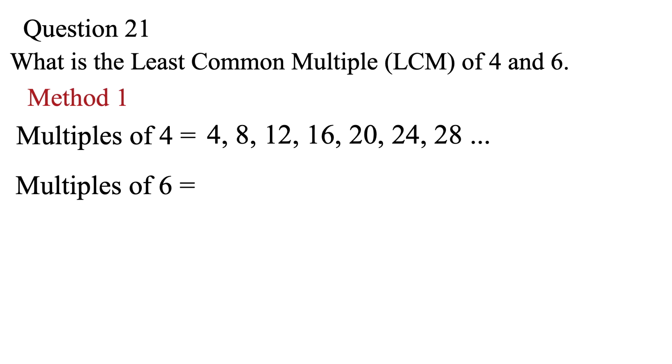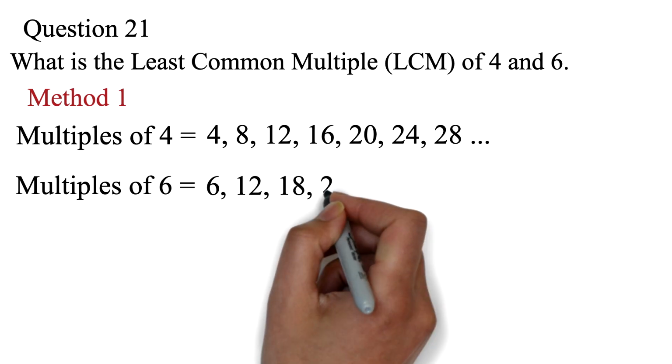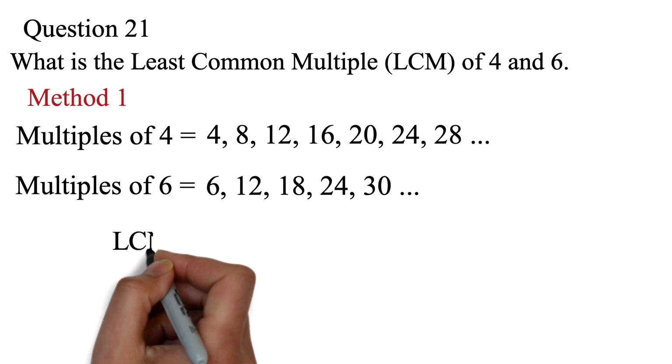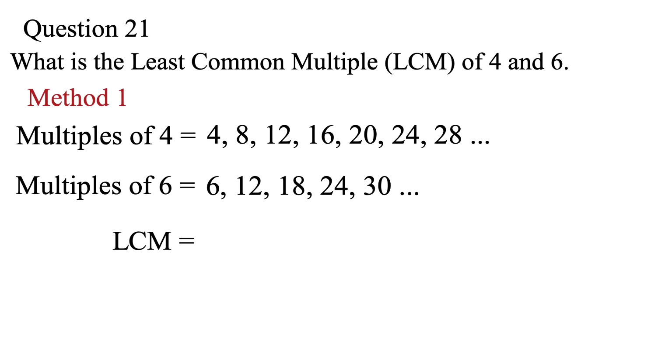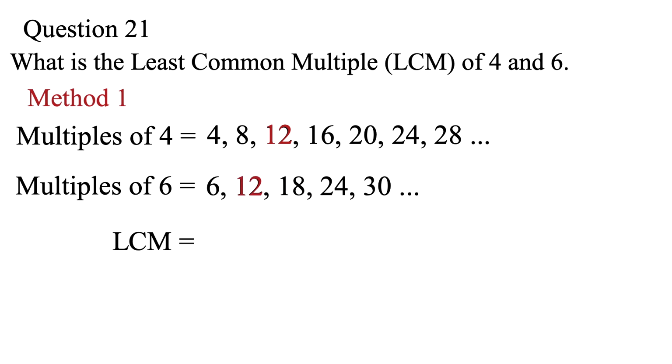Again, this is simply the multiplication table of 6. So we have 6, 12, 18, 24, 30, and so on. The LCM is simply the smallest number that is common to them. Here, we see that 12 is the smallest number that is common to both 4 and 6. So the LCM is 12.